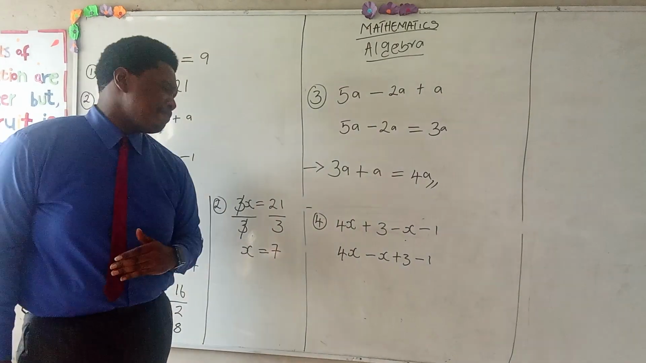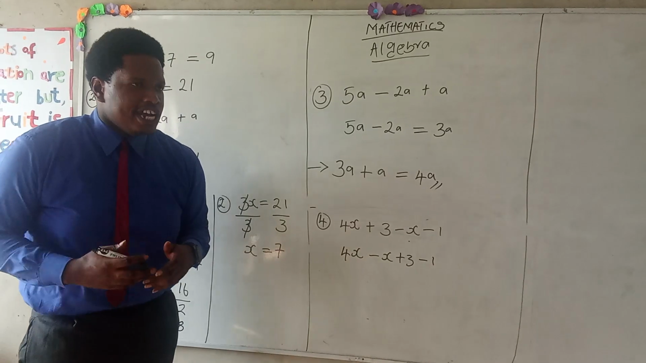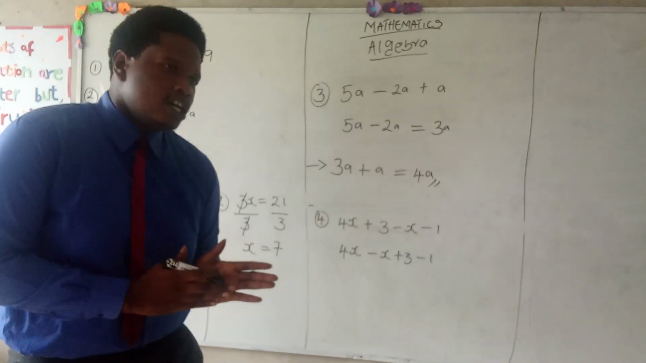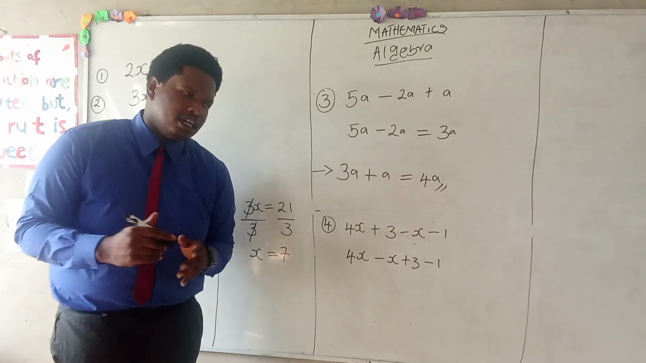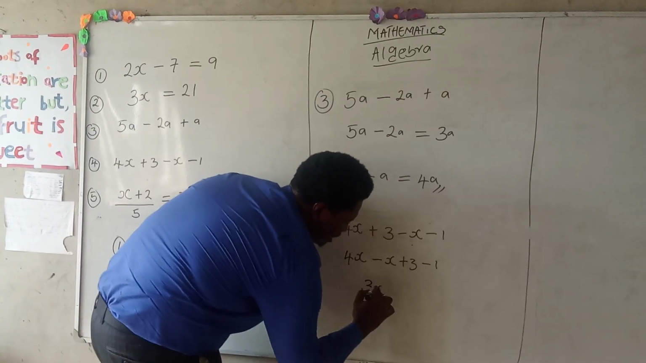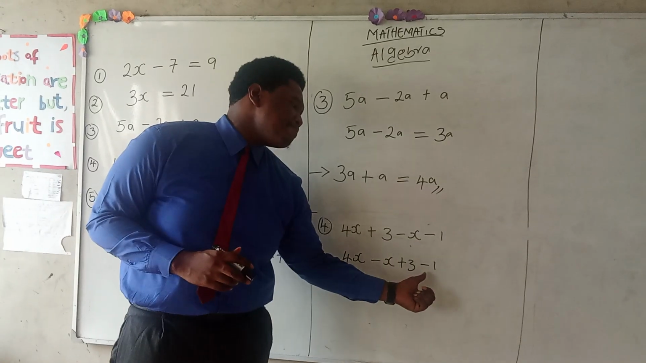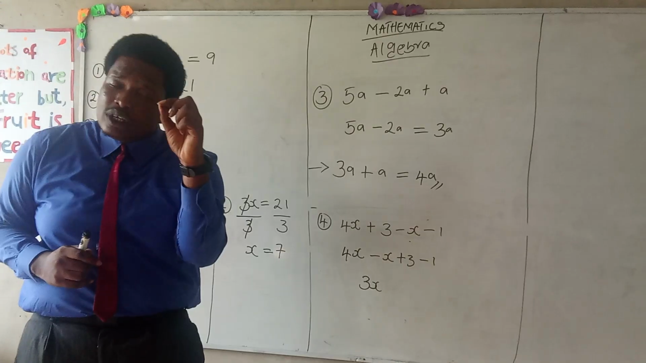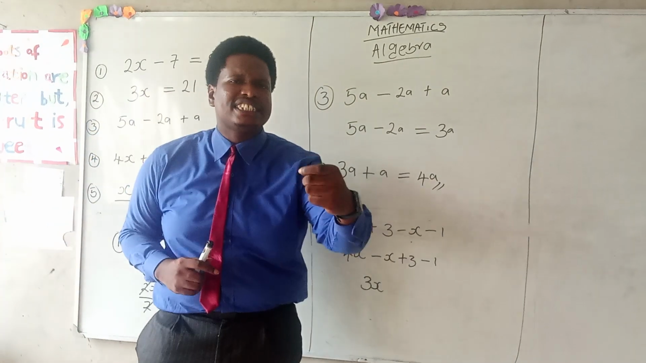Now let's go further to simplify. 4x minus x. Like I said earlier, the coefficient of x is 1. So when we say 4x minus x, it's as if we're saying 4 minus 1. So 4x minus x will give us 3x. And here, at this point, we have plus 3 minus 1. Now, most students miss out on the signs. So you have to pay attention.